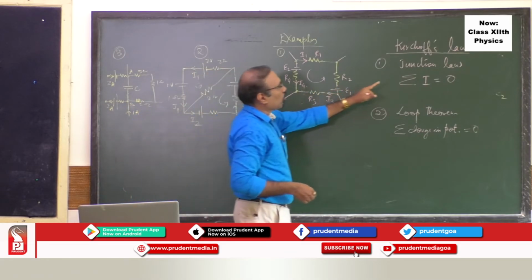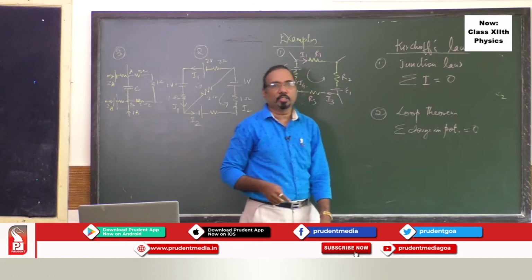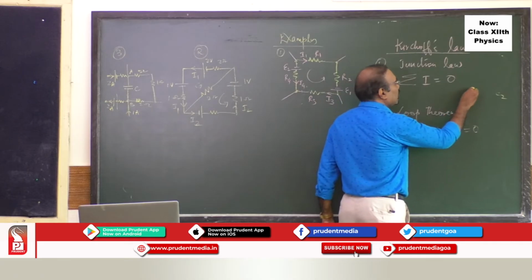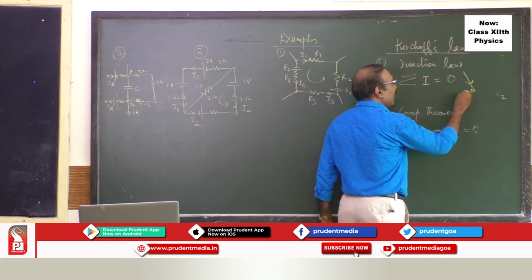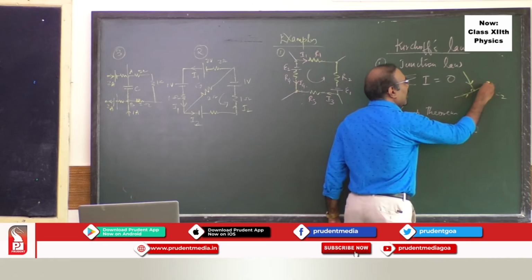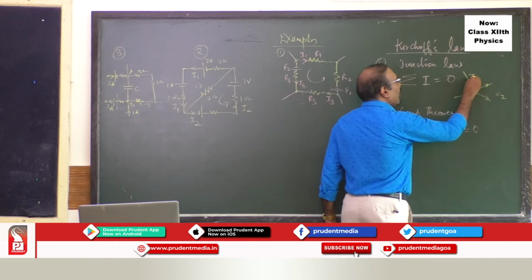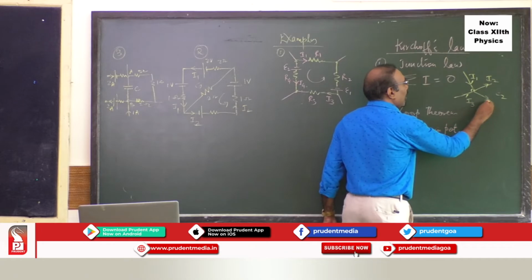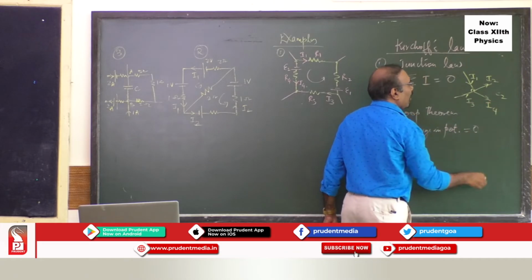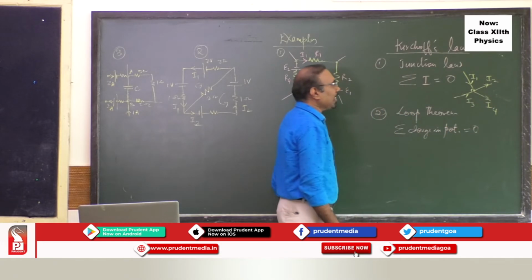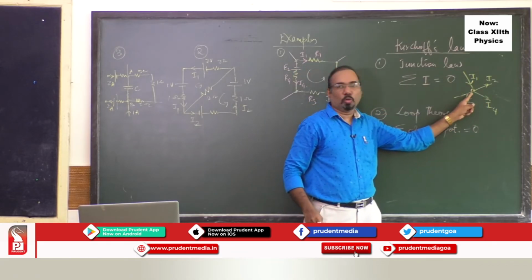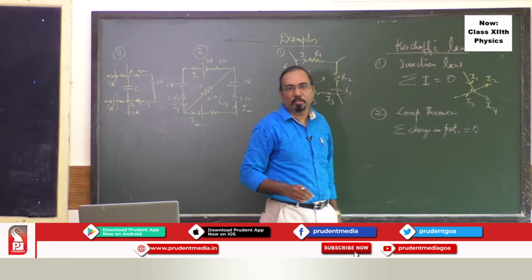The first law is called the junction law. What does this law say? That the algebraic sum of the currents at the junction is 0. Suppose I1 is entering the junction, I2 is leaving the junction, I3 is entering the junction, I4 is leaving the junction. In that case, the algebraic sum of these currents is 0. We can only find the algebraic sum of the current.